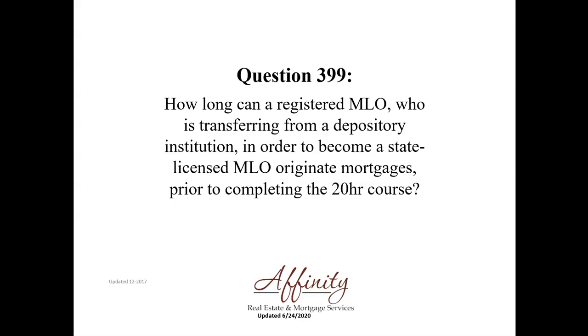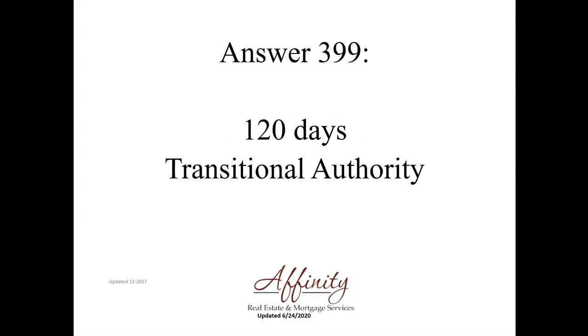Question 399. How long can a registered mortgage loan originator, MLO, who is transferring from a depository institution in order to become a state licensed MLO, mortgage loan originator, originate mortgages prior to completing their 20-hour course? They have 120 days. This is referred to as transitional authority.